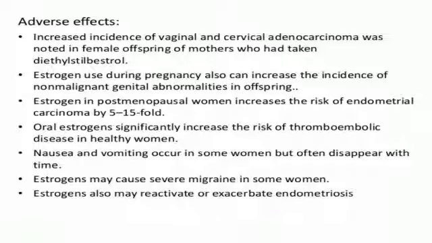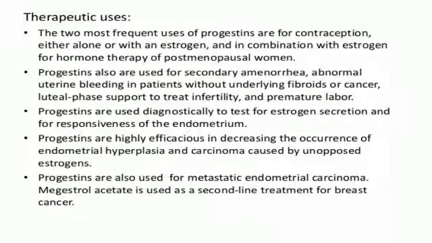So these are the different types of adverse effect due to the estrogen or that is the steroid hormone. So here is some therapeutic uses for the diseases. The two most frequent use of progestins are for contraception, either alone or with an estrogen, and in a combination with estrogen for hormone therapy for postmenopausal women.